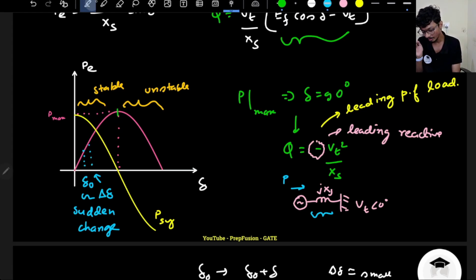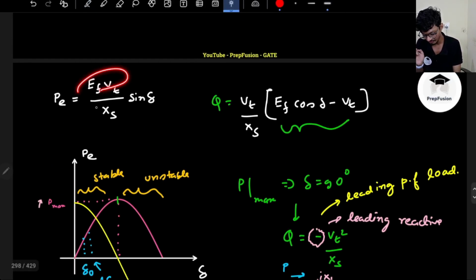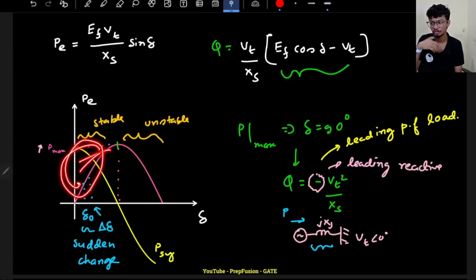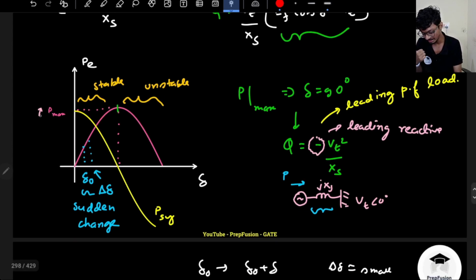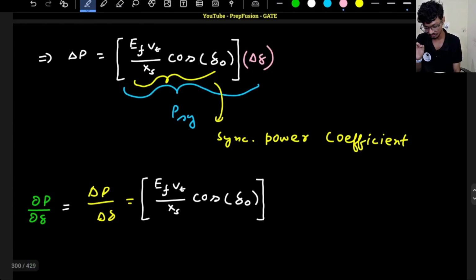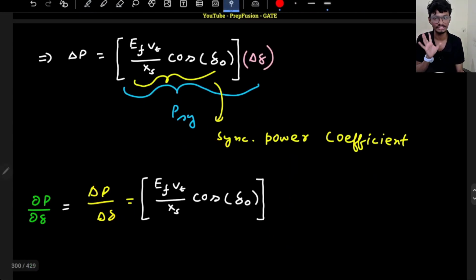So what we'll do, we will always try to increase our Pmax. If I increase my Pmax, that is EFVT by XS, then this point will go more up, so I will have more room to provide more power. So our main target will be to increase the Pmax value. In power system we will discuss increasing the Pmax. Same graph we will plot in power system, you will remember. So now I hope numerically it is clear what the synchronizing power coefficient means to you. I hope I'm able to clear it out.